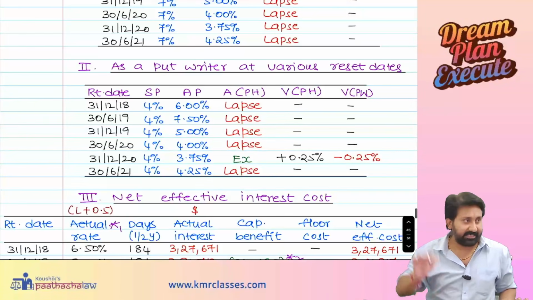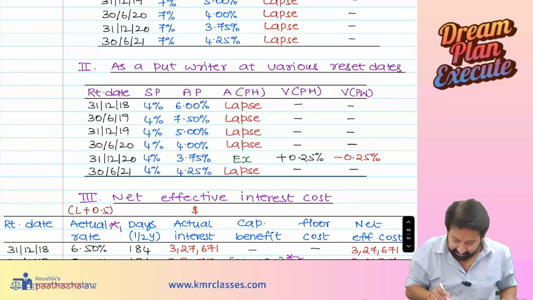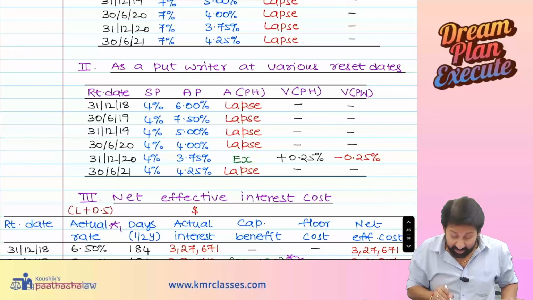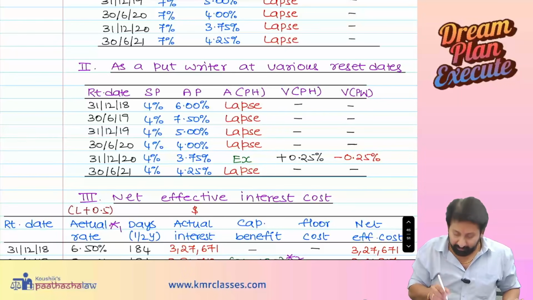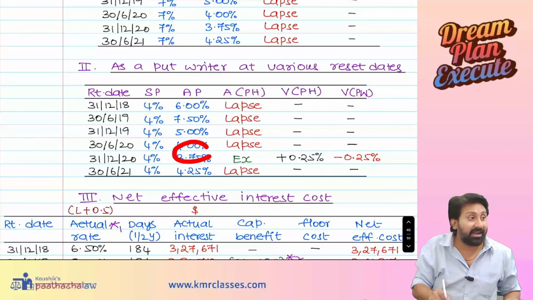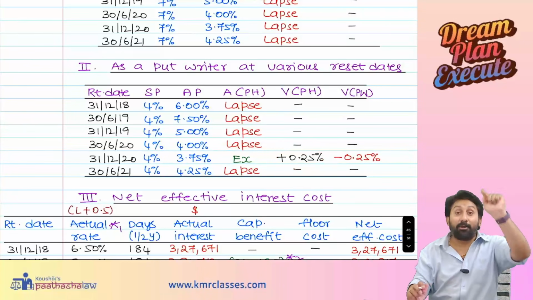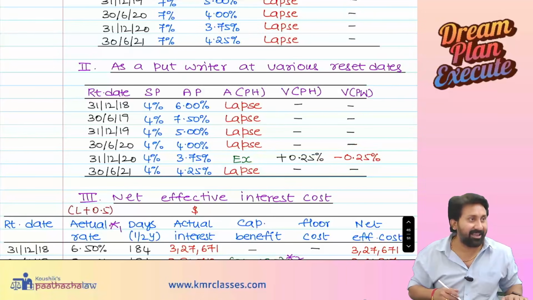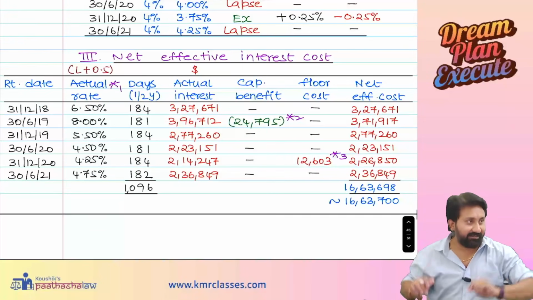Put writer, let us see, 4%. For the put holder, SP should be more than AP to exercise. Less, lapse, less, lapse, less, lapse. Exercise on the lapse, next one, the more you will exercise. I have a right to receive 4%. In the market, I can receive only 3.75. I will get a gain. Who will get a gain? Put holder will get a gain. Put writer will get a loss. Remaining none. Net effective interest.